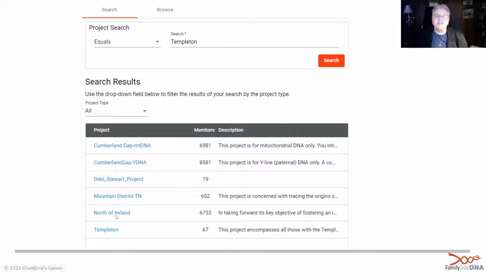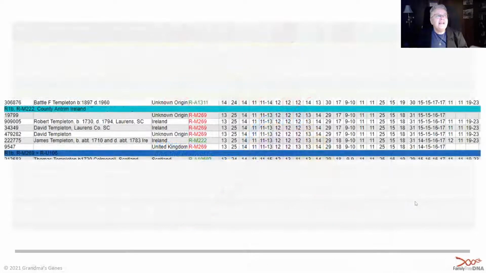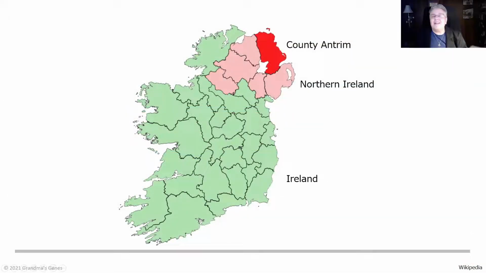And I can see that the North of Ireland Project absolutely fits with my Templetons. So I know this from my research, that these people came over to the Appalachians, which gives me big hints. And I can see that in that list of information from the DNA Group Project, County Antrim is absolutely where these 3 men, who until recently we didn't know were probably brothers, are from: County Antrim, Northern Ireland.